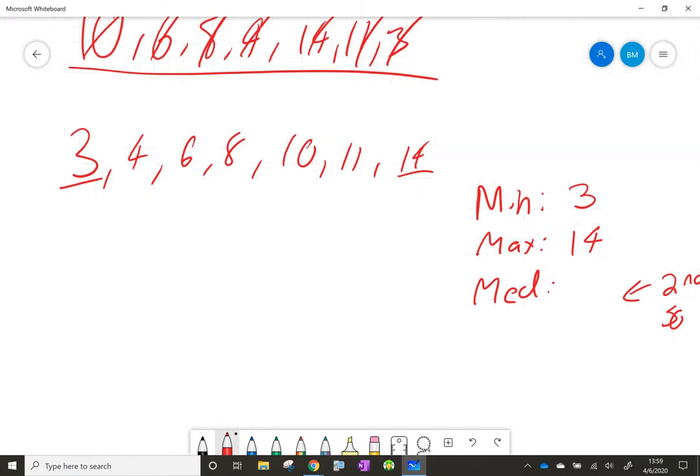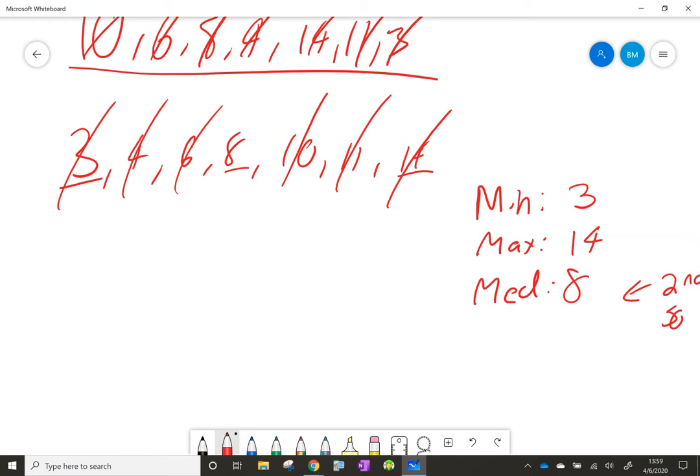It's just the number in the middle, right? So 1 from the left, 1 from the right, 2 from the left, 2 from the right, 3 from the left, 3 from the right. The number in the middle is 8. Now, let's say we had an even number of numbers here. Let's say we had 2 numbers left in the middle. Then we would take the average of those numbers. So if I had both 8 and 9 in the middle, the median then would be 8.5, right? It'd be halfway between them, or the average of those 2 numbers. Obviously, we don't have that in this case.